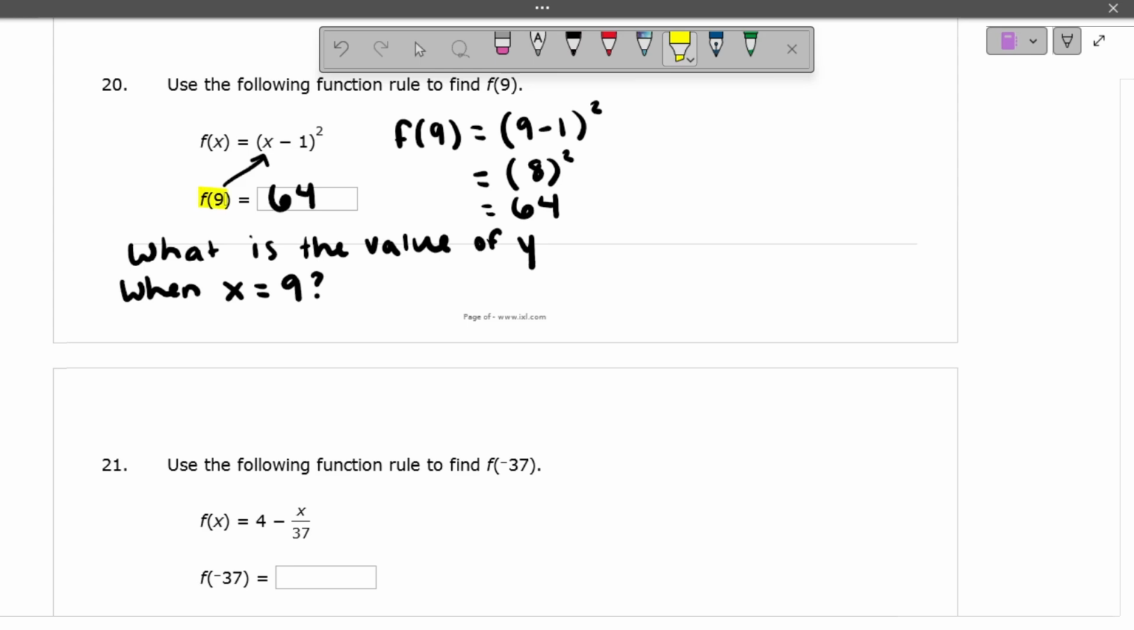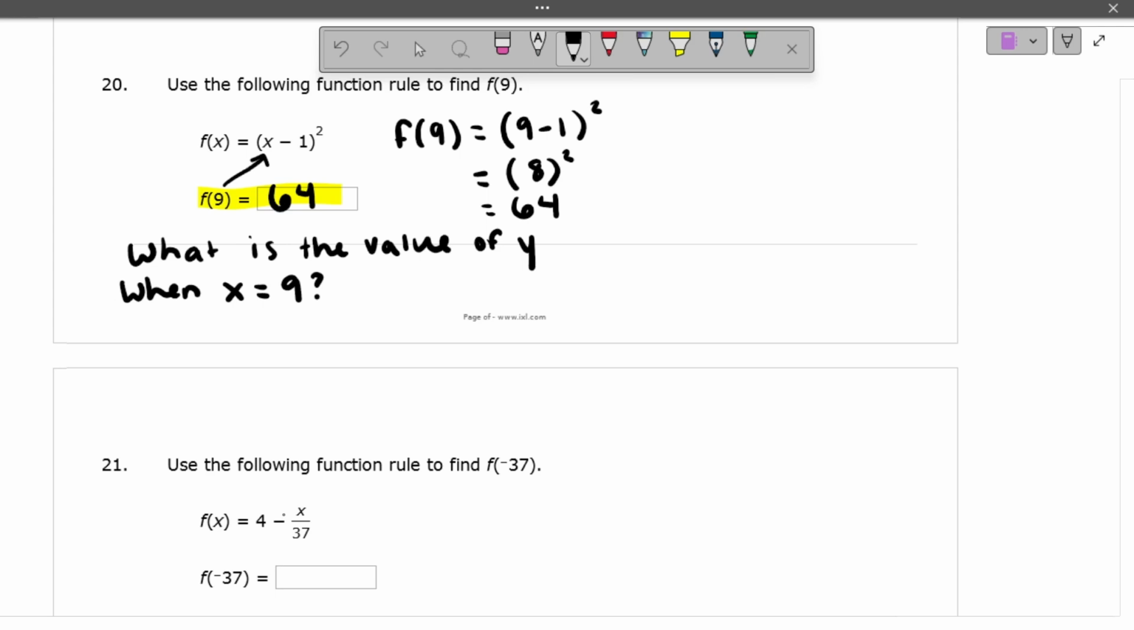And now be careful not to mistake this f of 9 for f times 9, because that is not what this is. So just be careful not to start moving this left side of the equation into the right one, which is why you see me, I set it up properly here, but then I didn't even look at this side of the equation as I solved down to get 64.